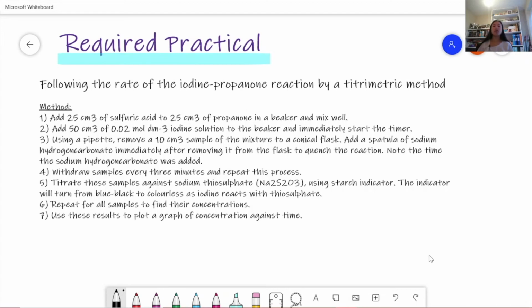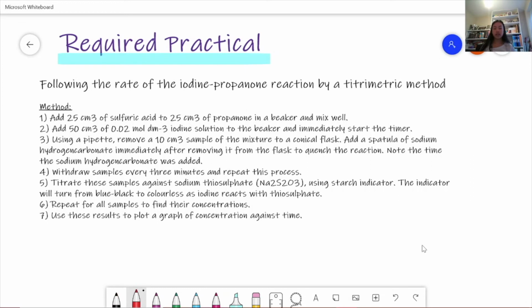With these samples, we titrate them with sodium thiosulfate using starch indicator. The indicator will turn from blue-black to colourless as the iodine reacts with the thiosulfate. So we repeat for all samples to find their concentrations, and we use these results to plot a graph of concentration over time.